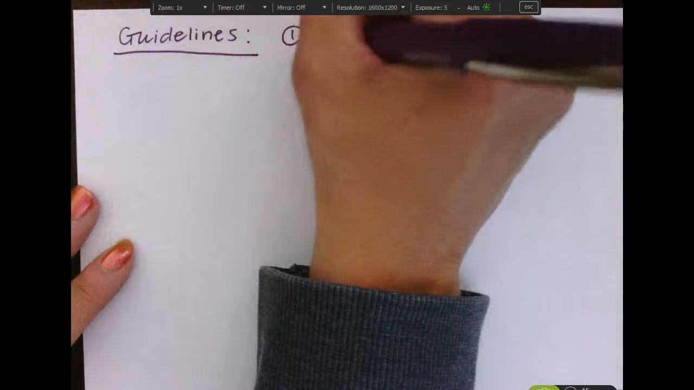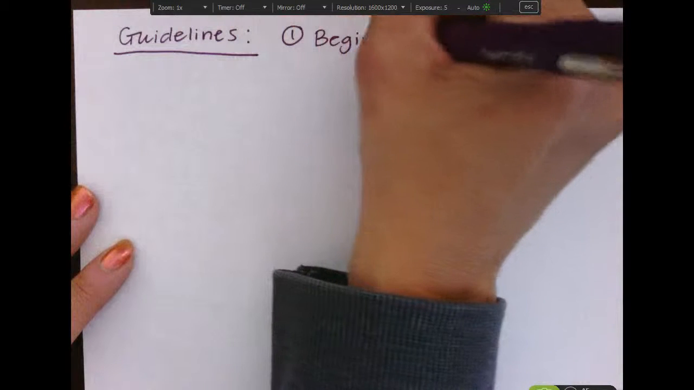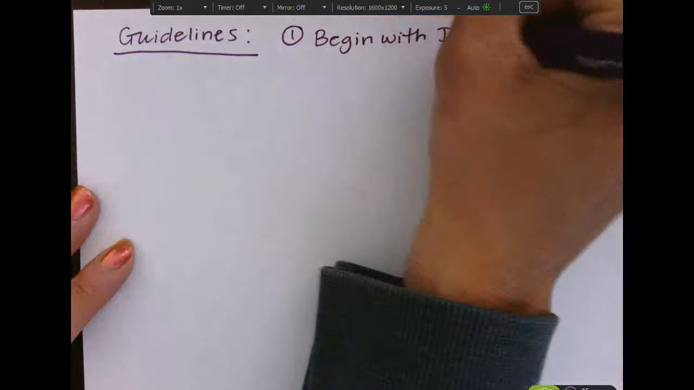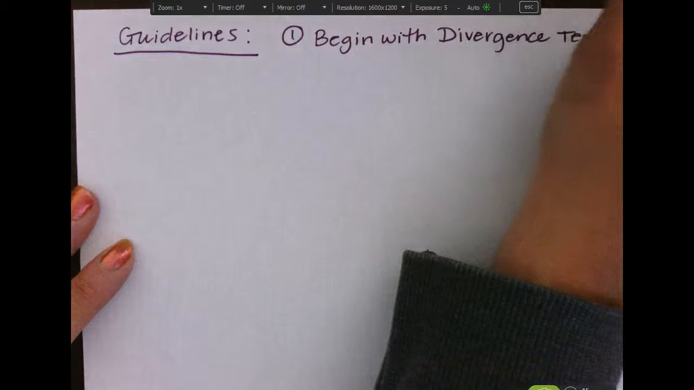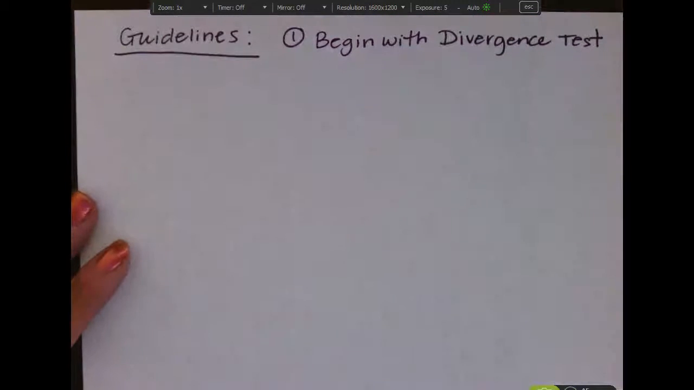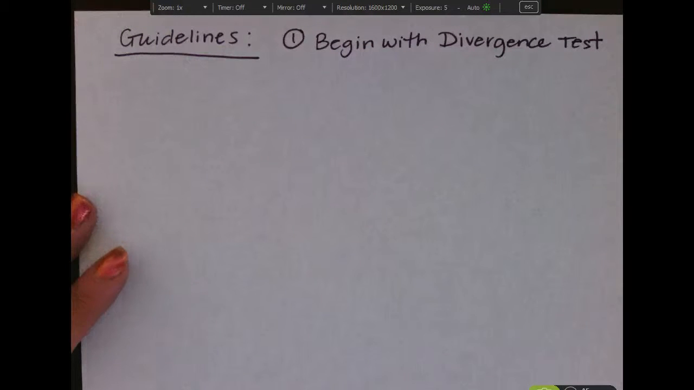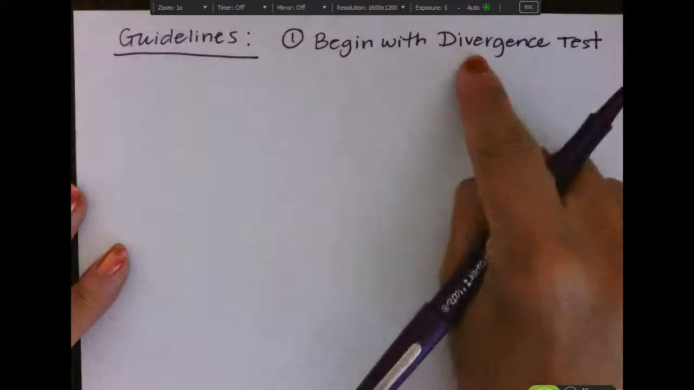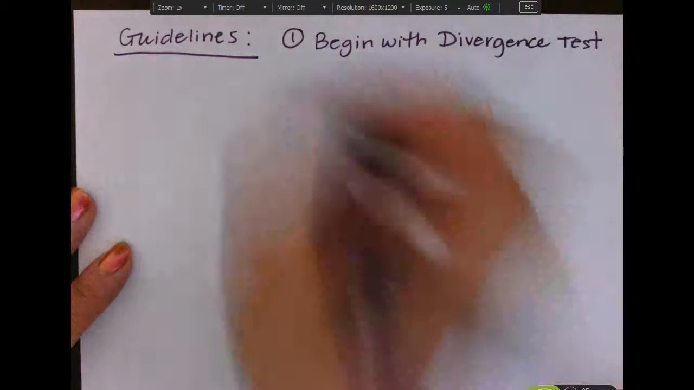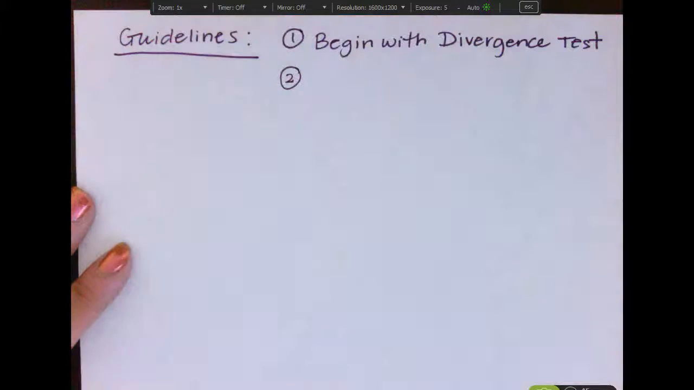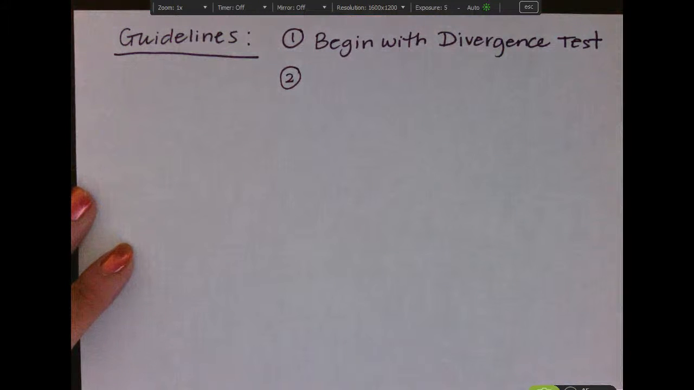So we can often start with the divergence test. Pros and cons of the divergence test. Pros are that it can be used on any series. You don't have to meet any criteria to use it. Cons are that sometimes it can be inconclusive. So we can only determine that something diverges with this test. We can't conclude that it converges. So we can start there, and if it's inconclusive, then we keep going.